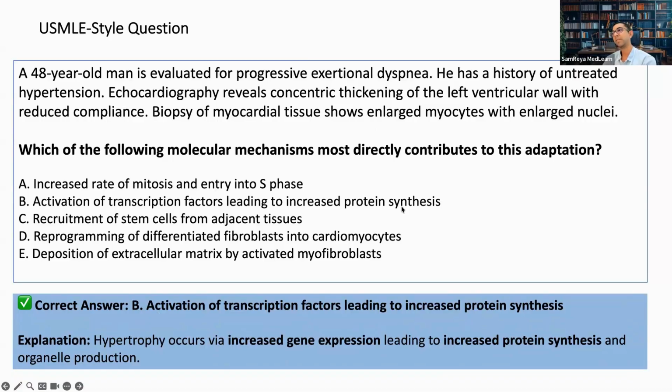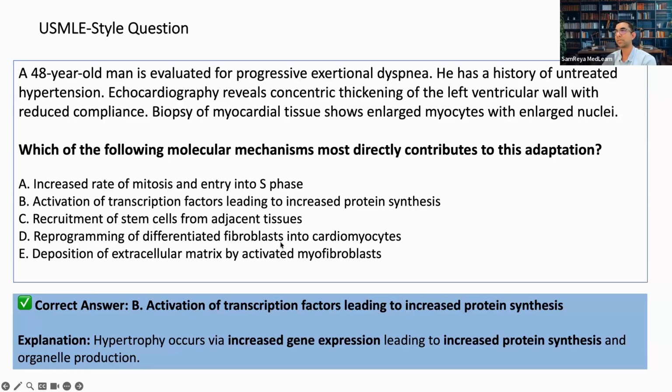And this is the very basic central idea I would want you to learn today for hypertrophy. Increased rate of mitosis, that is option A, would have meant more cells dividing, but that is not the case here. Recruitment of stem cells from adjacent tissues has not happened here.